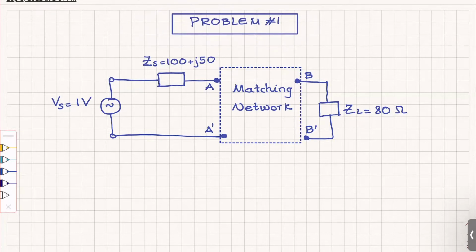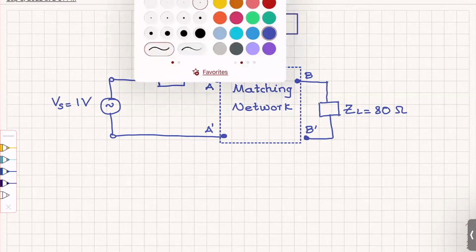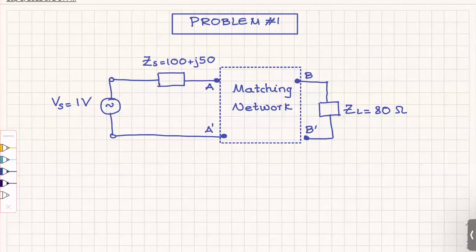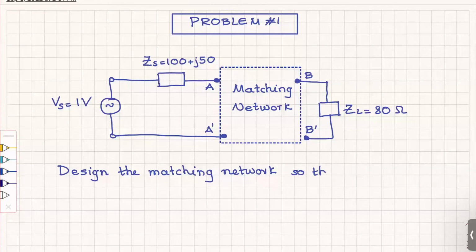First of all, we know the matching conditions, so let me write here also what the problem is before, because I'm going to have to publish the slides. So find our design, the matching network, so that we have maximum transfer of power to the load.